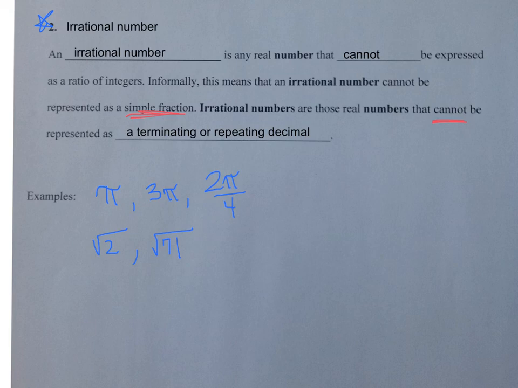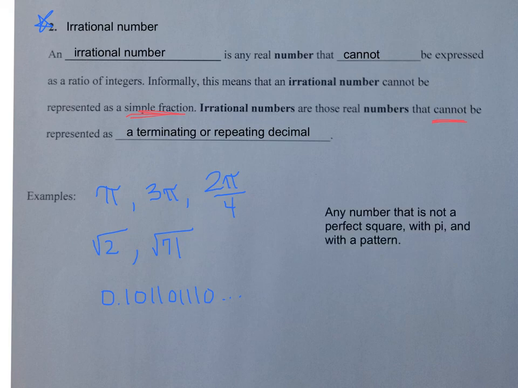And a last example of an irrational number is anything with a pattern. So for example, 0.10, 110, 1110, etc. This is a pattern. Okay, it's not ending, it's not terminating. So your key here is anything that's not a perfect square, or with pi, or with a pattern. An irrational number is any number that is not a perfect square, that has pi, or is with a pattern. And those are your irrational numbers. They keep going and going and going. They're irrational.